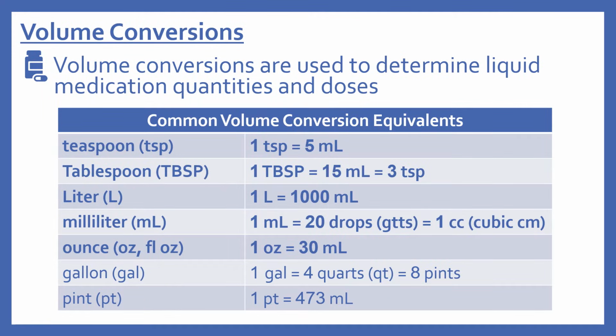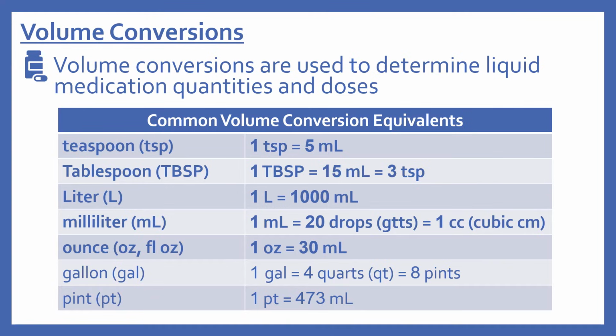Now we'll look at the volume conversions. The volume conversions are used to determine liquid medication quantities and doses. Here, this chart shows the common volume conversion equivalents in pharmacy. A teaspoon, TSP: 1 teaspoon equals 5 milliliters. A tablespoon, which is TBSP: 1 tablespoon equals 15 milliliters, which also equals 3 teaspoons.